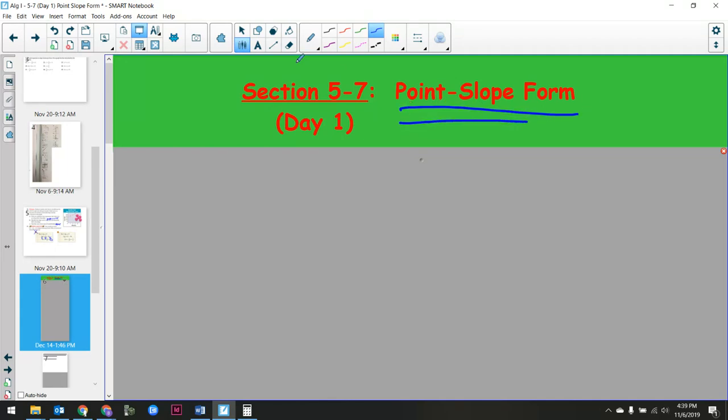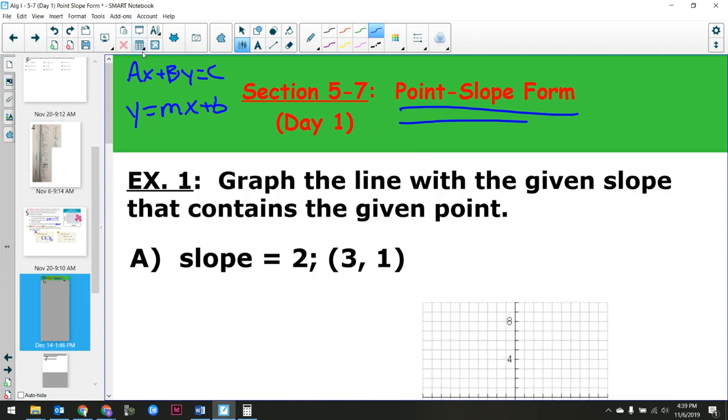We've already talked about two different forms. We talked about ax plus by equals c form. That's called standard form. And we also have talked about now y equals mx plus b form. These are two different ways to write linear functions, two different ways to write linear equations. So we're going to learn another one here, point slope form.